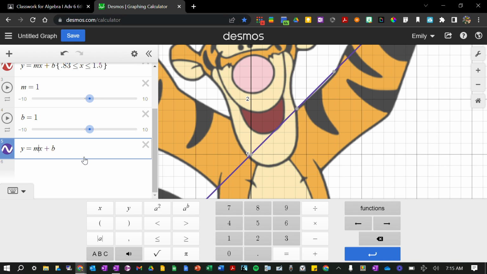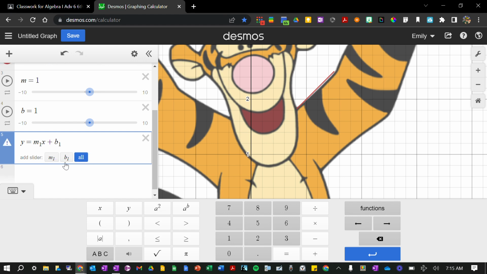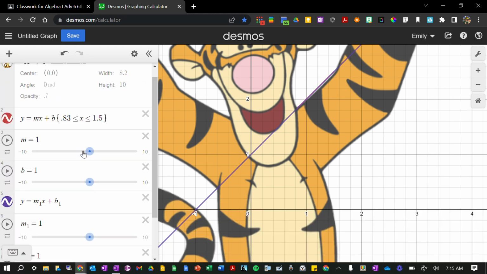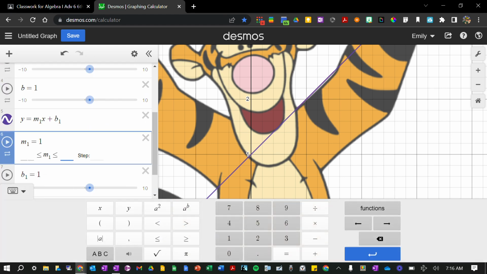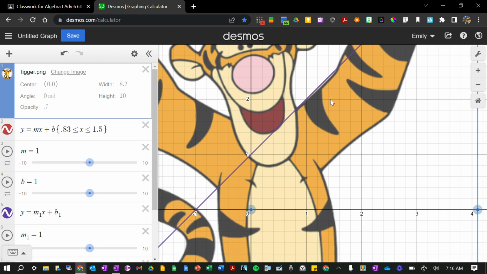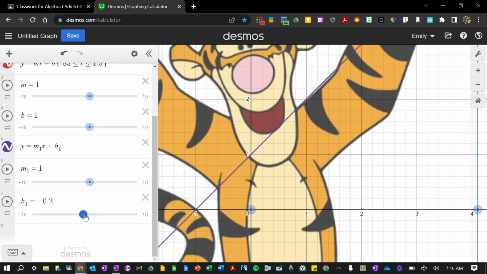So I'm just gonna type m 1. It automatically makes the 1 subscript, and b 1. Now Desmos knows that these are separate from the line up here. I'm gonna have all new sliders for my purple line. Again, I'm gonna make my sliders a little bit more sensitive. I'll go between -10 and 10, step by 0.01, and same right here, -10 to 10, stepping by 0.01. I want that purple line to be right over here. It looks like the slope is pretty nice. I just need to move it down, so I'm just gonna play around with my y-intercept.